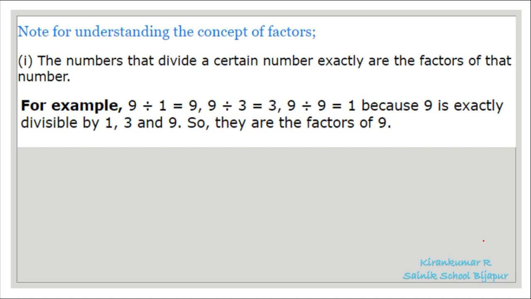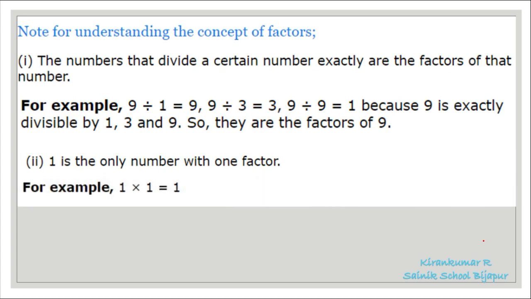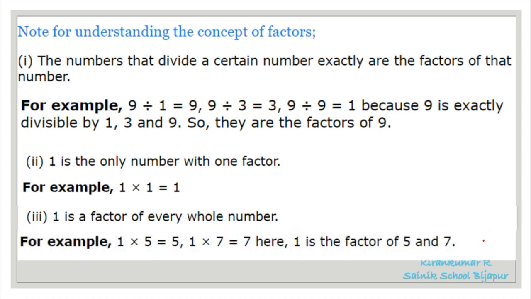The second point is that 1 is the only number with one factor. 1 is nothing but 1 multiplied by 1, so 1 is the only factor. The next important point is that 1 is a factor of every whole number. For example, 1 multiplied by 5 gives 5. 1 multiplied by 7 gives 7. Here 1 is a factor of 5 and 7.